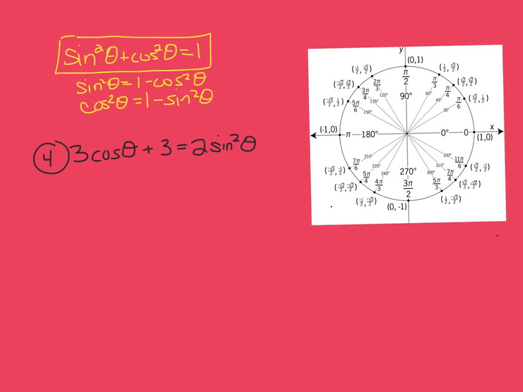Now, we don't have an identity with cosines that'll give us sines based on just having a cosine of theta. We can't really do anything to that. However, what we can do is take this sine squared and replace it with this thing that we have up there. Then we'll have an equation with only cosines. So let's go ahead and do that.